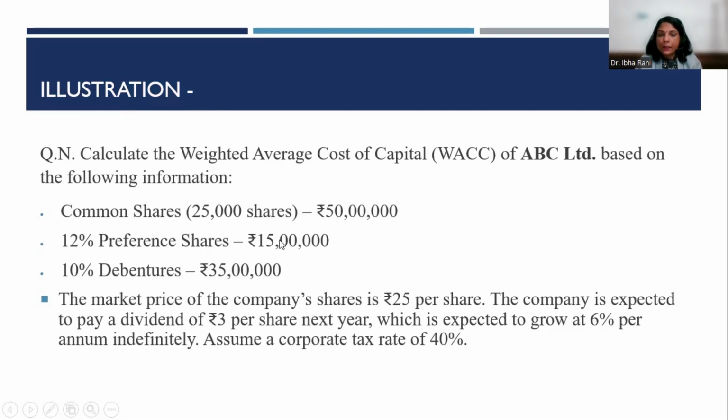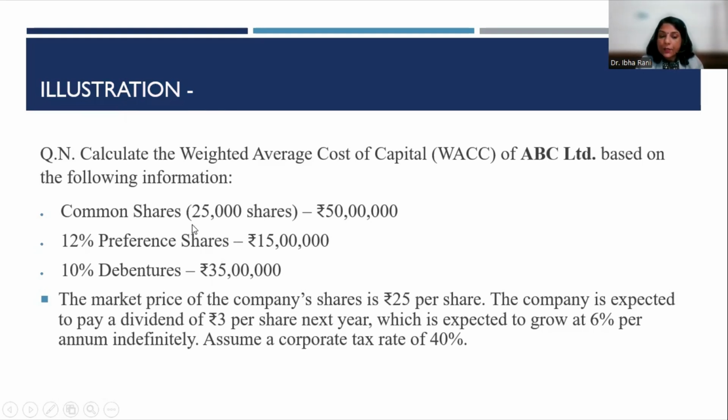Now, preference shares, what is 12%? 12% means the company has to pay a minimum dividend percentage of 12%. So the cost of preference share will be 12%. Now the debenture is a 10% debenture. It means that the cost of debt funds before tax is 10% and the amount is 35 lakhs.